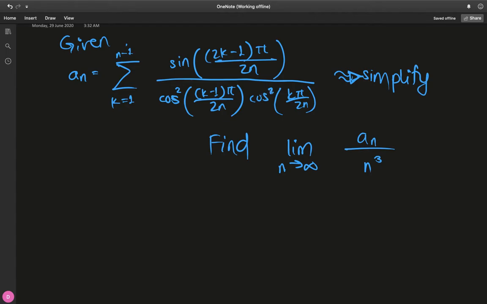So let's do that on a fresh page, and it involves a lot of trigonometric manipulation. So that's going to require a lot of writing. Let's get started. See you on a fresh page.